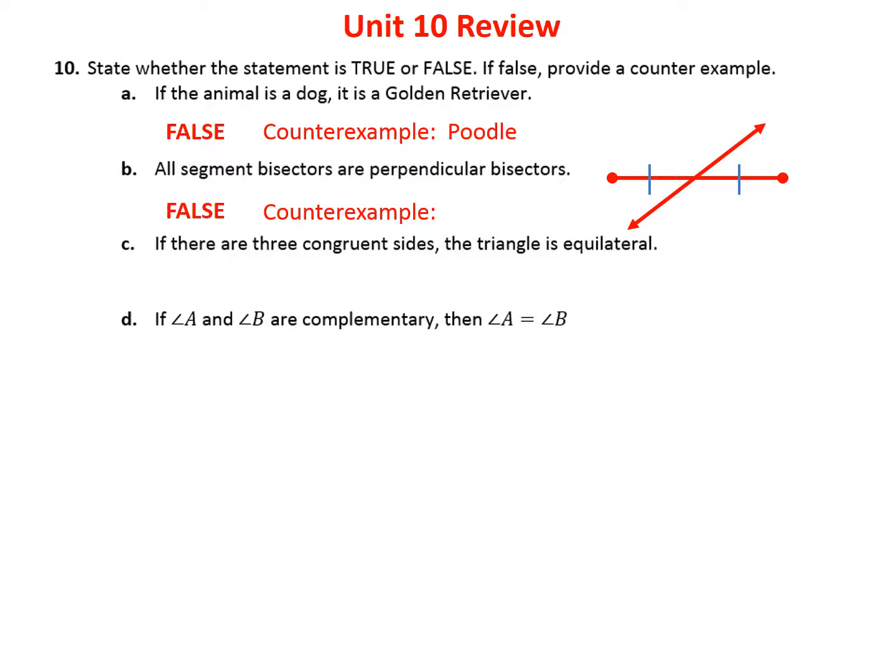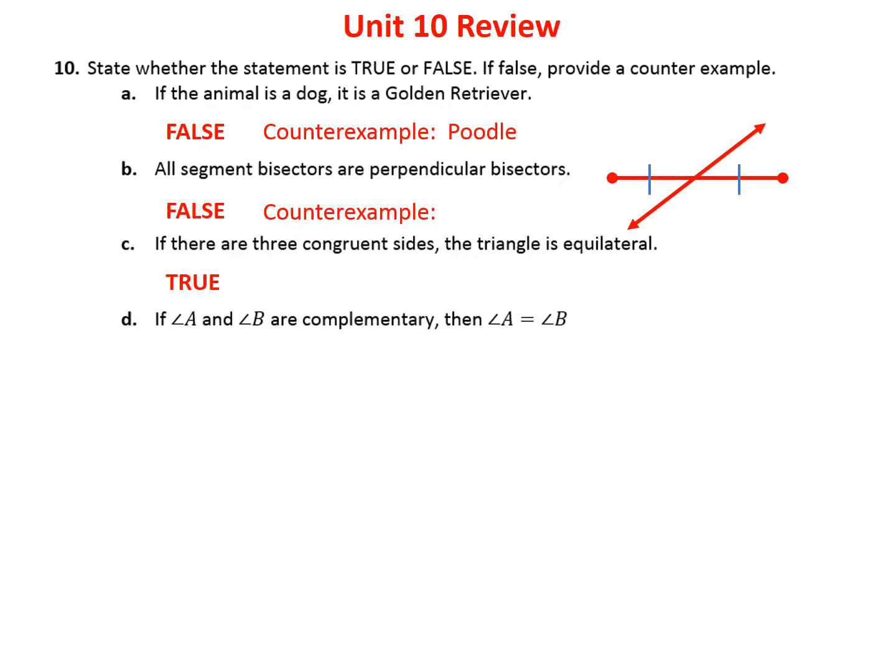So there's my counterexample. Statement C, if there are 3 congruent sides, then the triangle is equilateral. Well, this is always true. That's what an equilateral triangle is by definition. All 3 sides are the same. So we don't have to give a counterexample because it's always true.